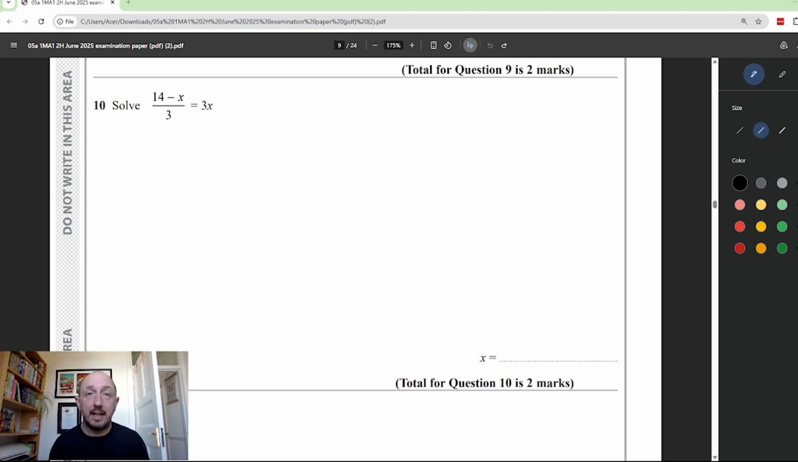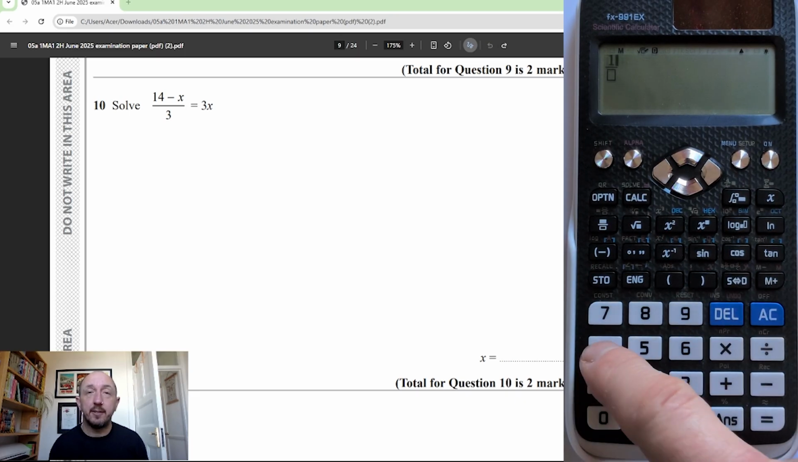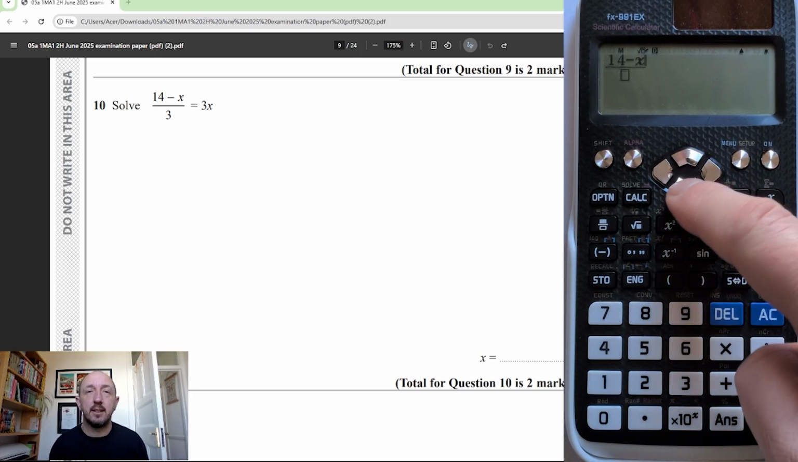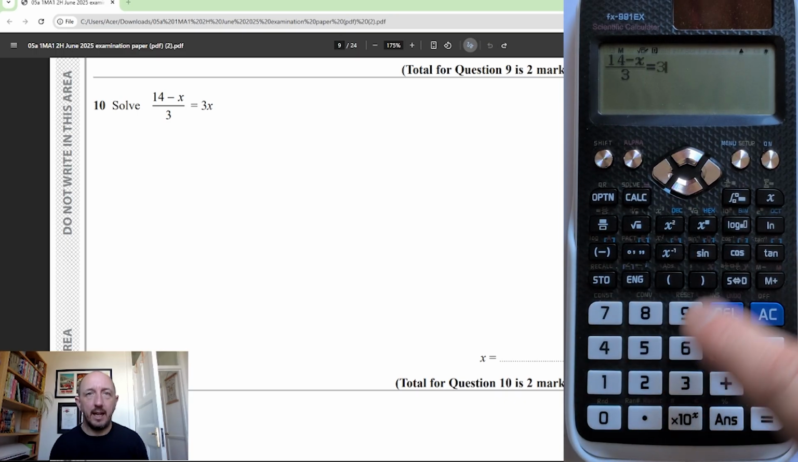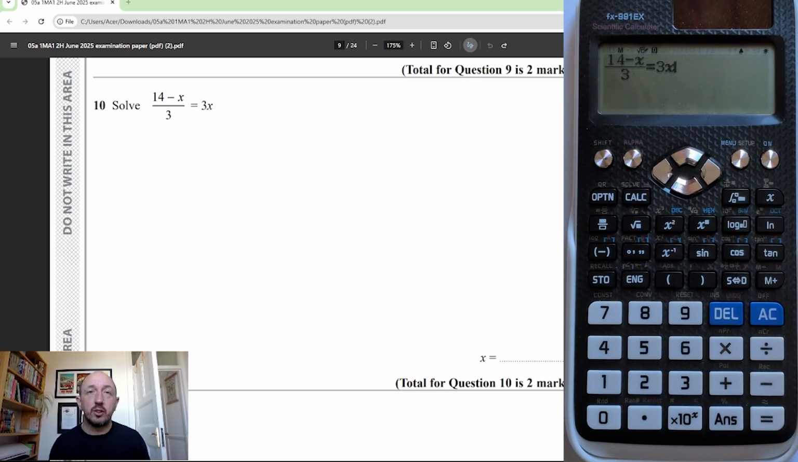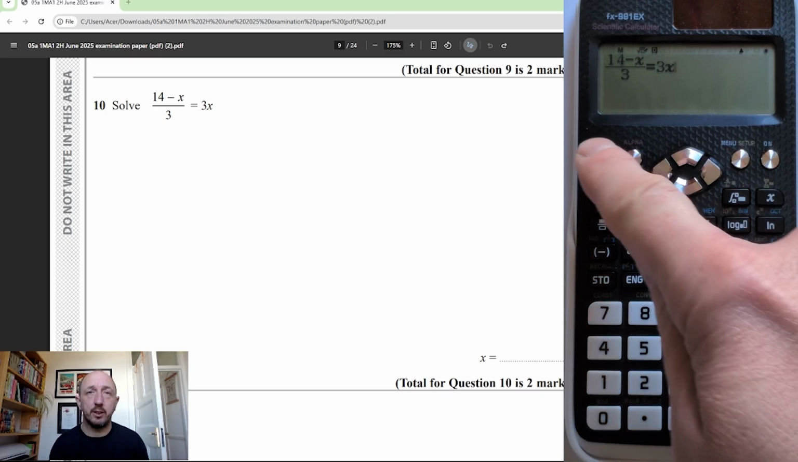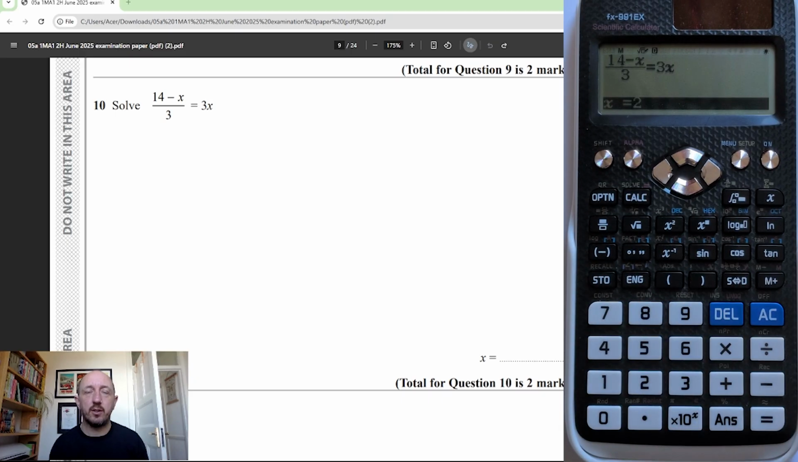So here we have a classic solve question where we're going to use the calculator to get the answer. We're going to type in 14 minus x over 3 alpha equals 3x. Try to copy the question exactly onto your calculator screen and you will see that it matches perfectly. And then what we can do is press Shift Solve.